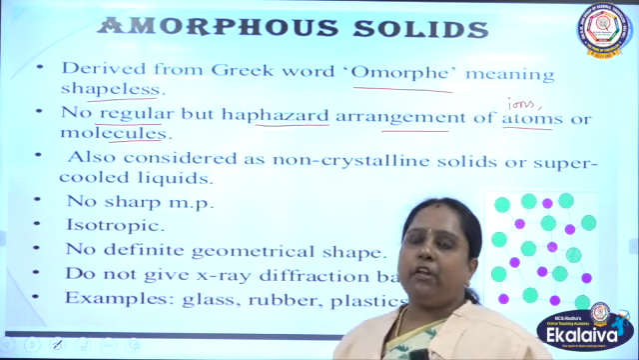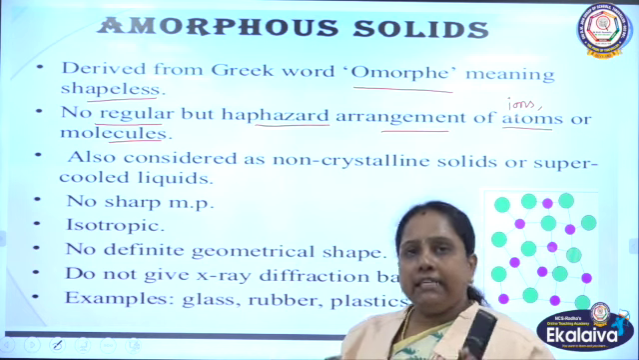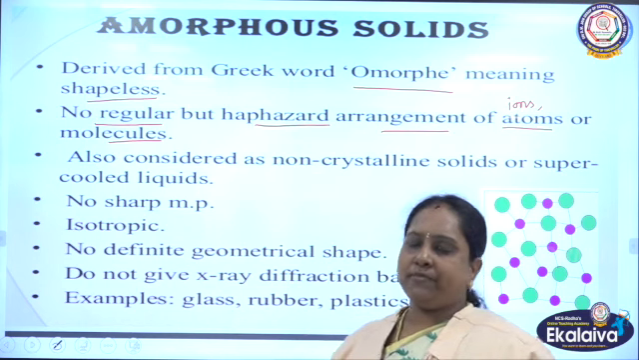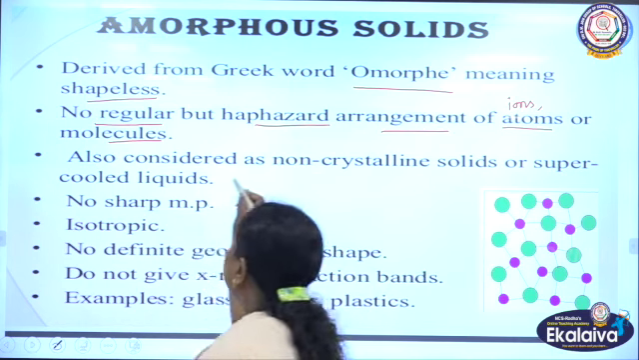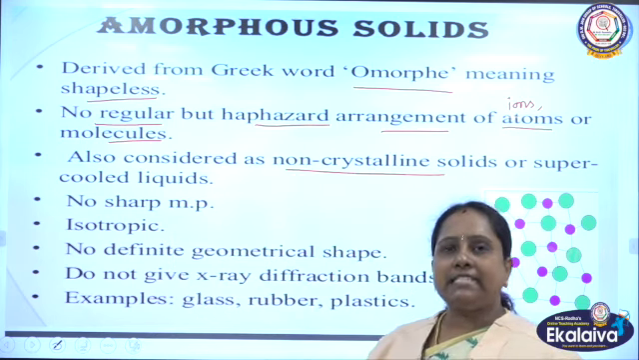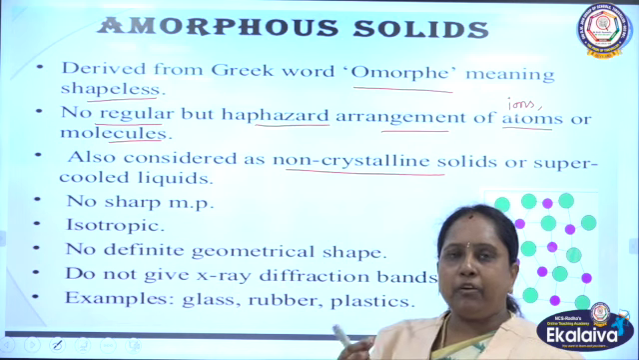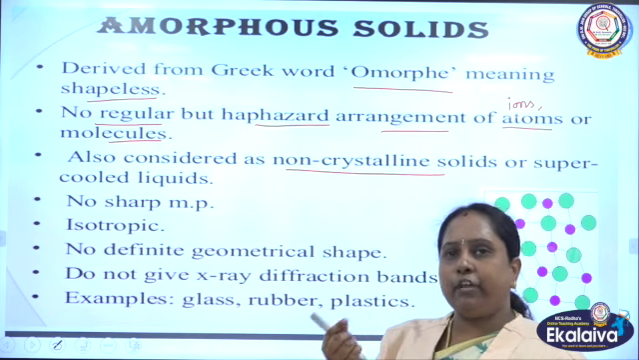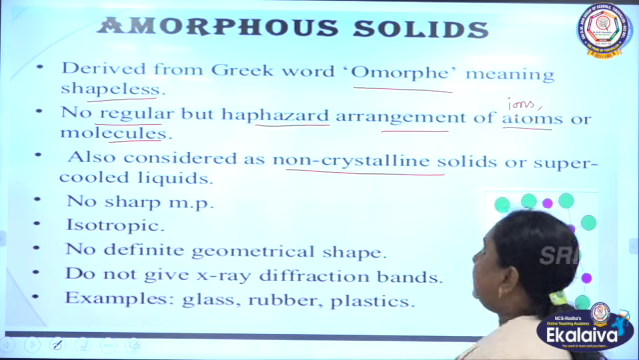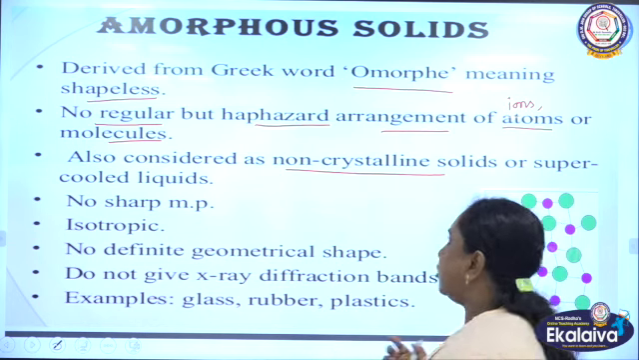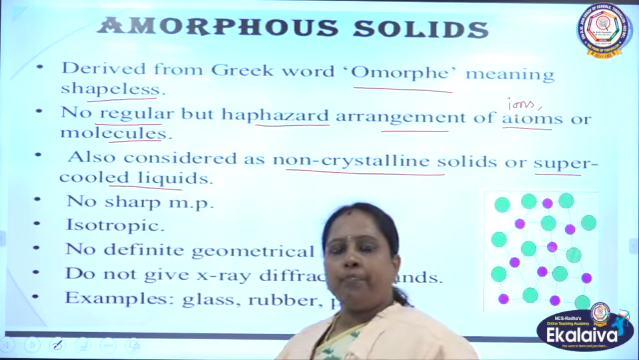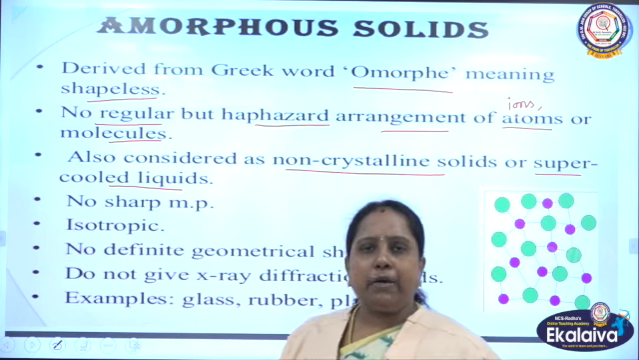So those particles will not be aligned properly in a regular manner, so they will have some deviations in the physical properties, as we will learn. These amorphous solids are also considered non-crystalline, as they are fine powder. They will not look like crystals. Crystals means you could feel the roughness over the fingers when rubbed, isn't it? So that crystalline nature will not be shown by these amorphous solids, and they can also be called supercooled liquids. What is meant by supercooled liquids?